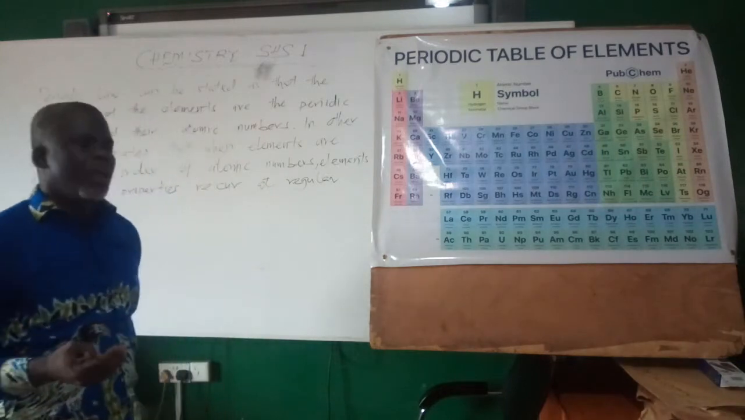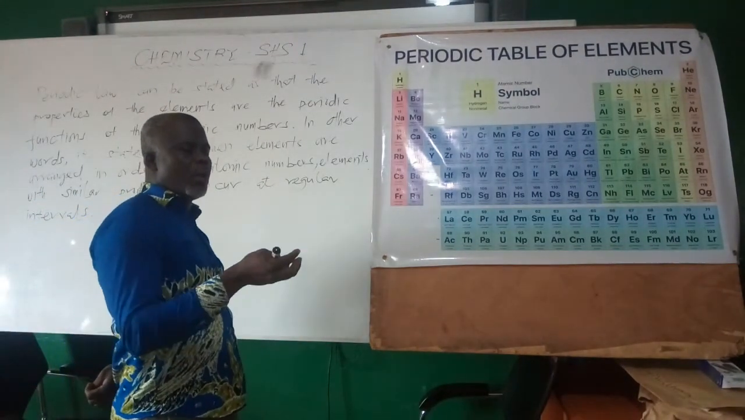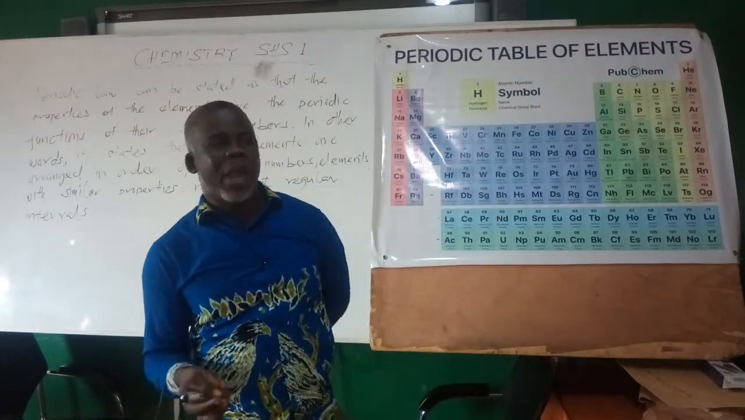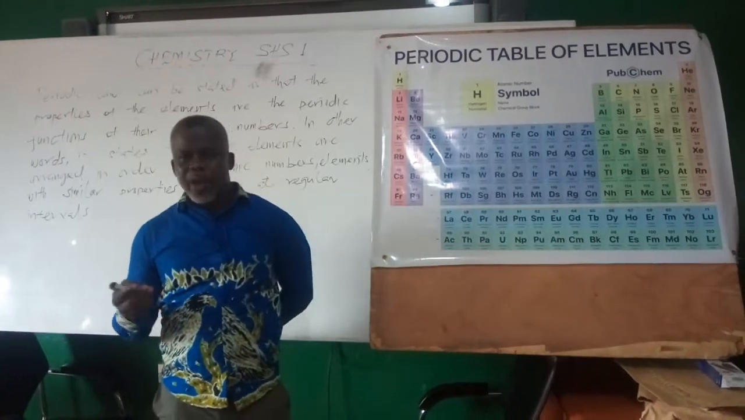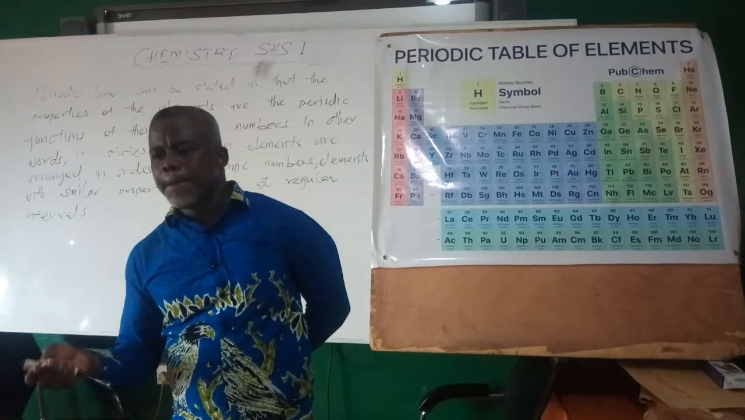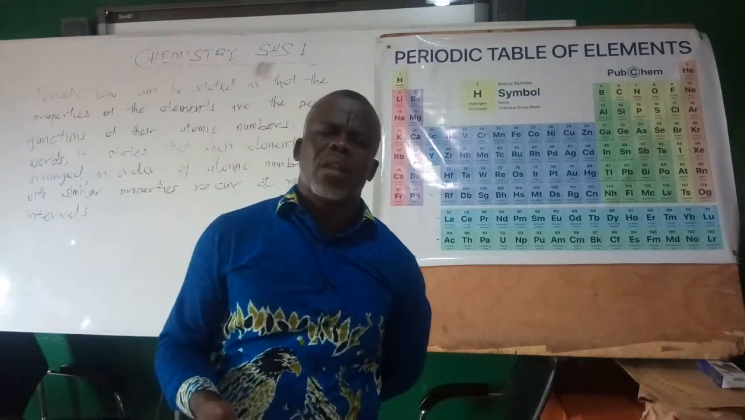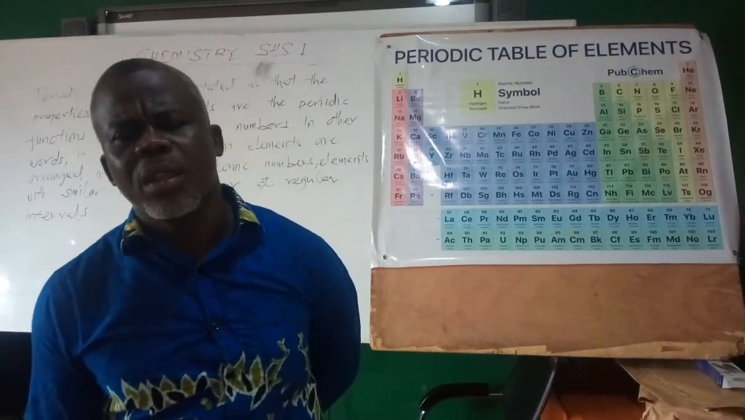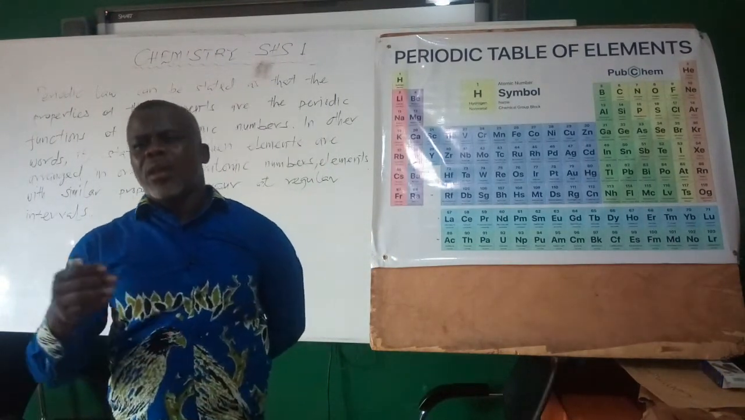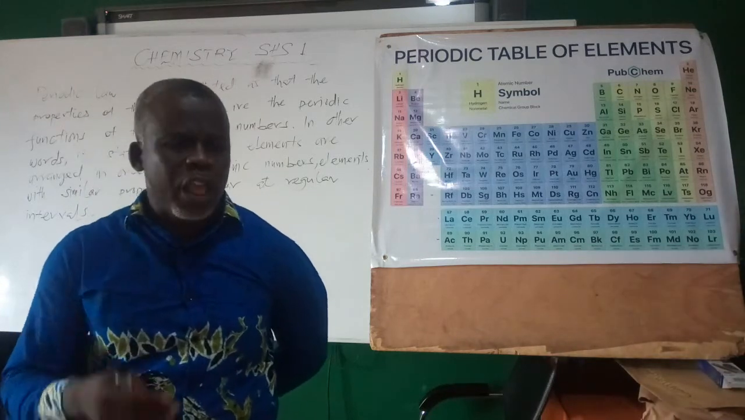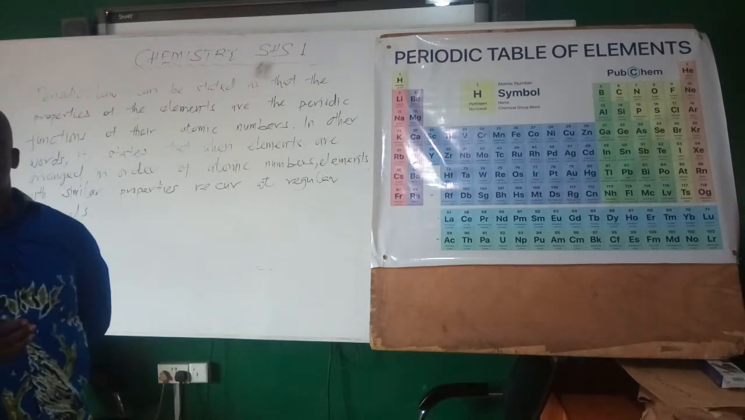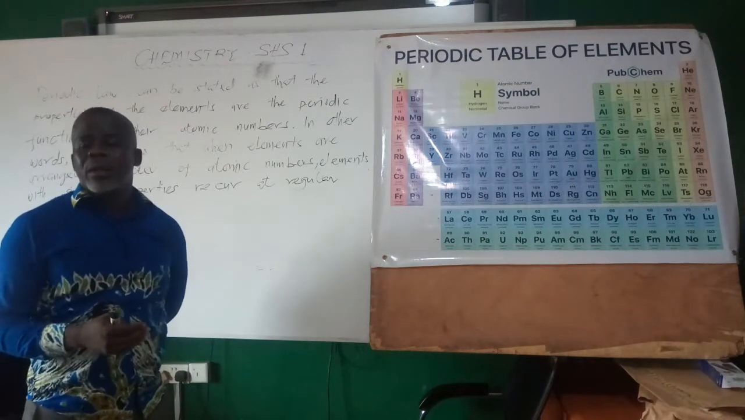And they include atomic radius or atomic size, ionic radius, ionization energy, electron affinity, electronegativity, diagonal relationship, melting point, atomization energy, and so on and so forth. So there are many, and we are going to take them one by one.